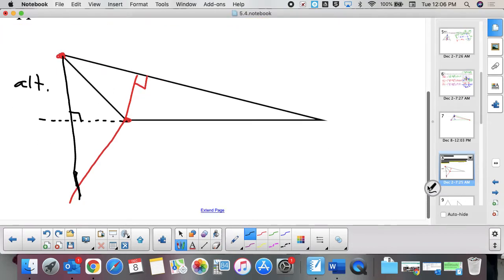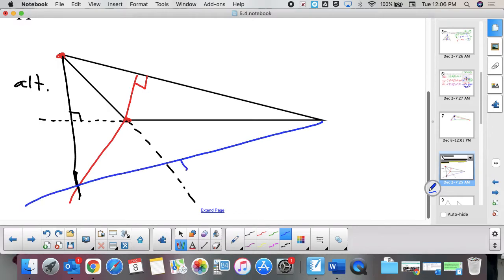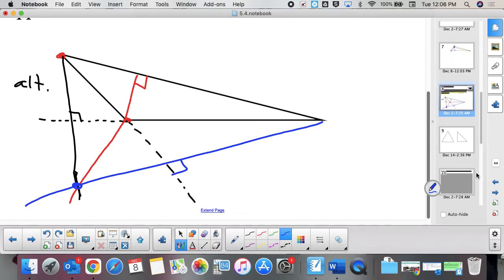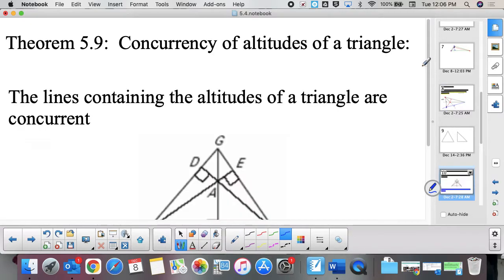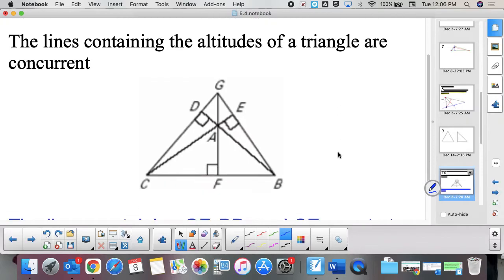I can extend this side out, so that when I draw my last altitude, notice they are all going to be concurrent again. No matter what type of triangle you have, your three altitudes will be concurrent. And that's all you need to know about them. There's no property to them.